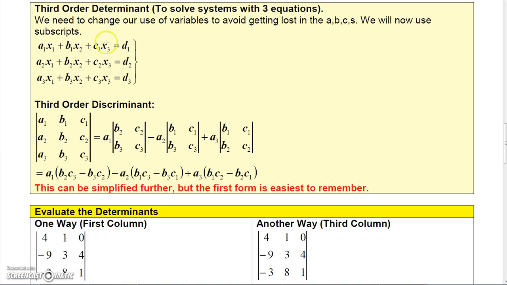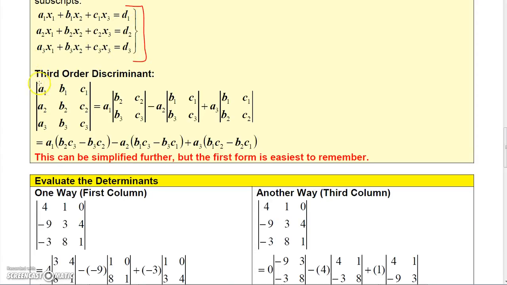Now, to solve a system of 3 equations and 3 variables, we would need to know how to find a third order determinant. So basically, that says discriminant, it should say determinant. So the third order determinant, basically you take A1 times the determinant of B2, C2, B3, C3, minus A2 times the determinant of B1, C1, B3, C3, plus A3 times the determinant of B1, C1, B2, C2. And down here's what happens if you actually calculate those determinants.